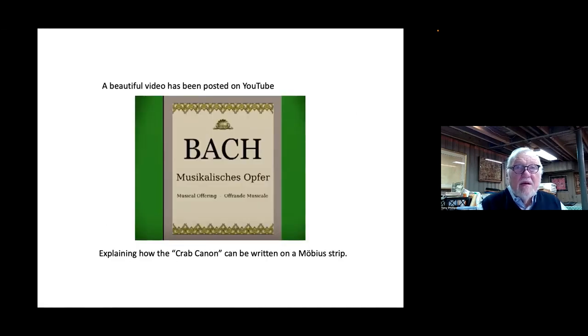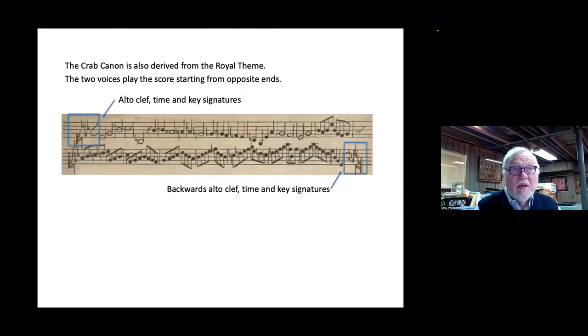Now, there's a beautiful video that I'm going to show you that was posted on YouTube explaining how the crab canon can be written on a Möbius strip. There's something really wrong with this, and I want you to watch carefully and see if you can figure out what's the problem, at least from my point of view.